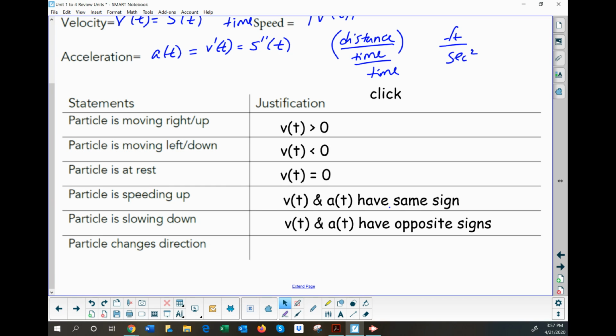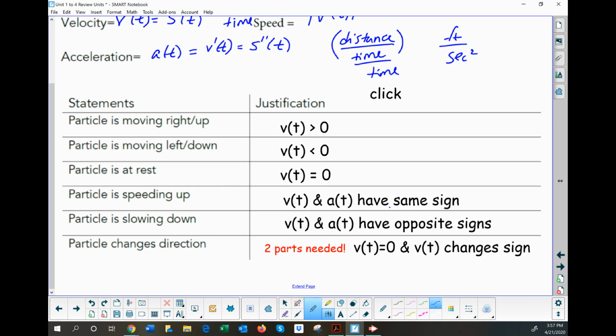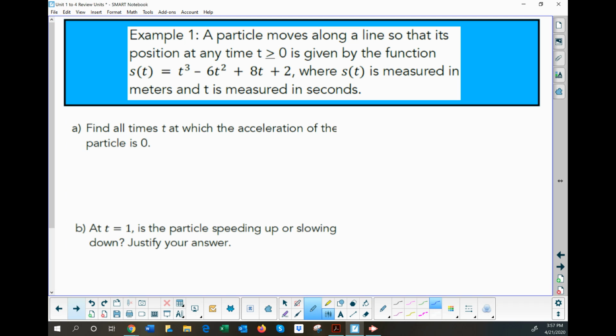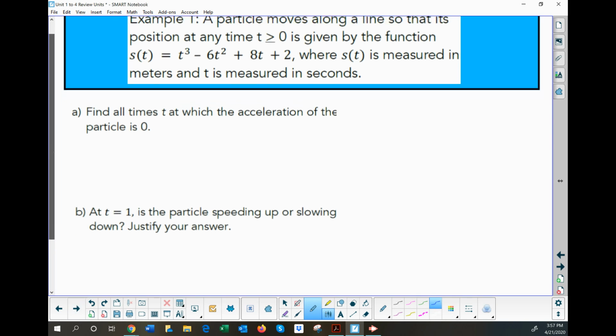The particle changes direction. Well, it has to come to rest in order to change direction. So we talk about it needing two particular things here. One is the velocity does have to equal 0 at some point, and that's the point at which it can change direction. And then we have to look for our velocity to have a change in signs, going from a positive to a negative, perhaps. All right, if you need to pause, go ahead and pause so you can write all the rest of that down. Then we go into example number 1 as a good little review here.